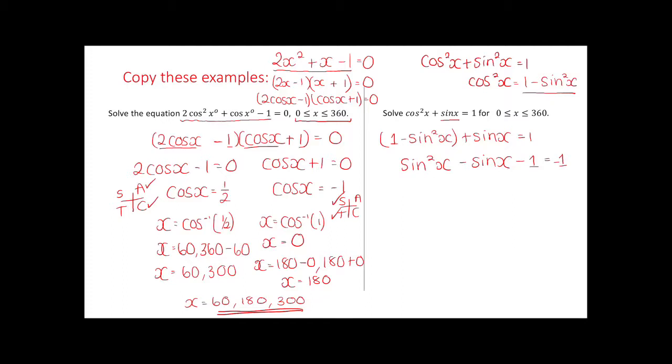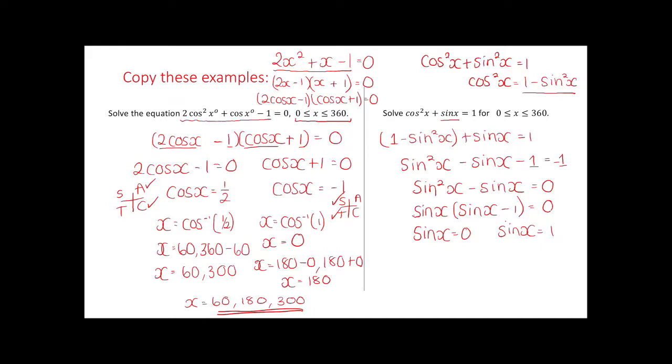To factorise, remember it has to be equal to 0, so I'm going to add 1 on to both sides, and I get sin squared x minus sin x. Negative 1 plus 1 is going to give me 0, so it's just equal to 0. At that point, I can factorise it. So unlike the first example, we don't have a trinomial, we have a common factor in this one, so we can take out a sin x. That's going to leave us with sin x minus 1 in our brackets, and that's equal to 0. So that means that sin x is equal to 0, or sin x is equal to 1.